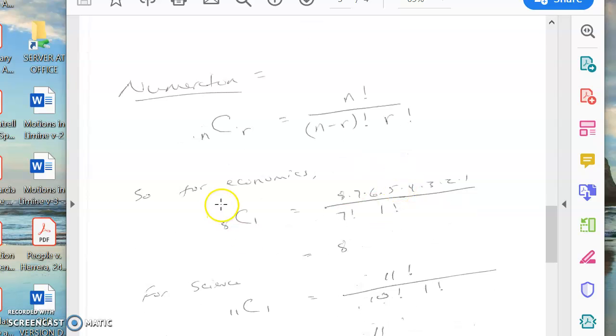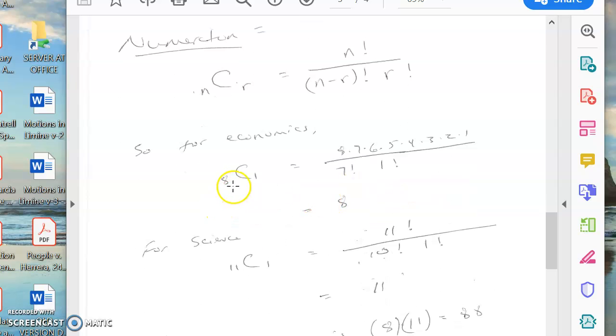Okay. For the economics class, there's 8 topics, and I'm going to pick one of them. So what's the top? N factorial. 8, 7, 6, 5, 4, and so on. The bottom, n subtract r, that would be 8 subtract 1, that's 7 factorial, times 1 factorial. Well, look what happens. The 7 factorial is 7, 6, 5, 4, 3, 2, 1. So they cancel. So what I have left is 8.